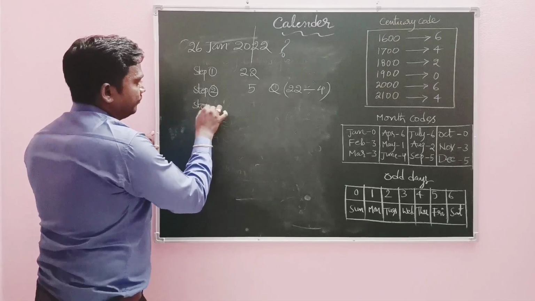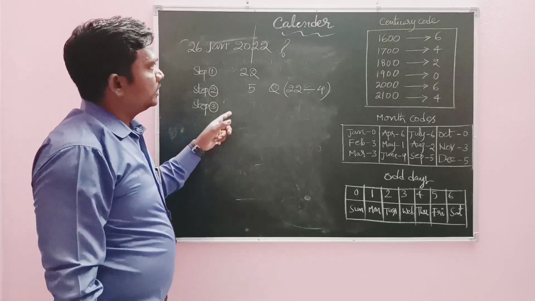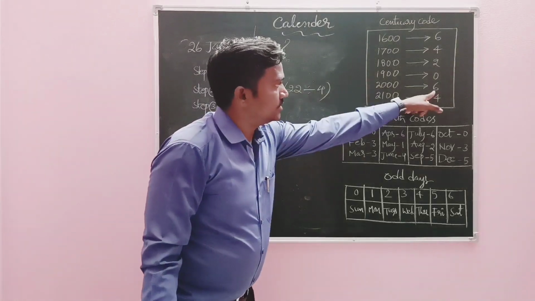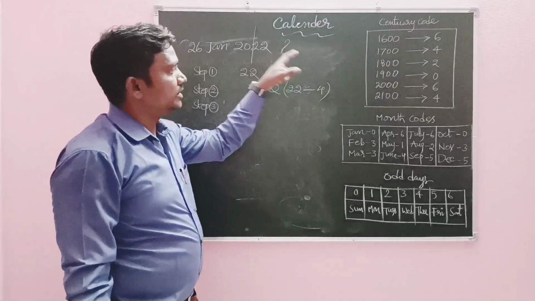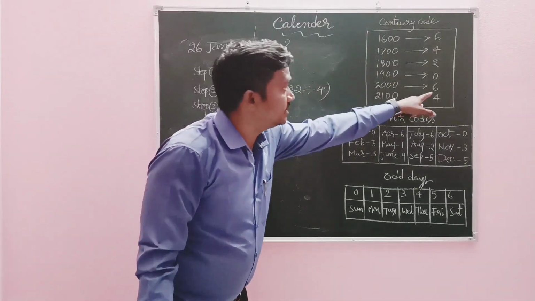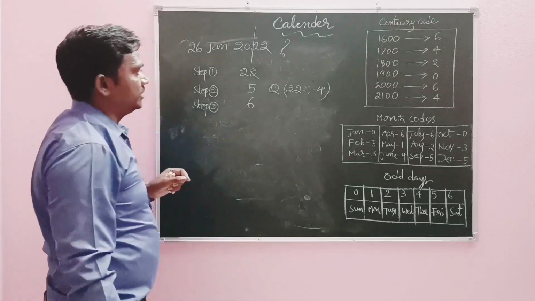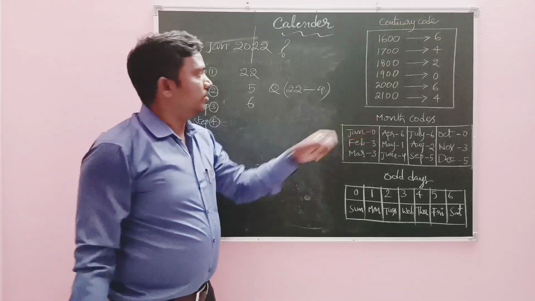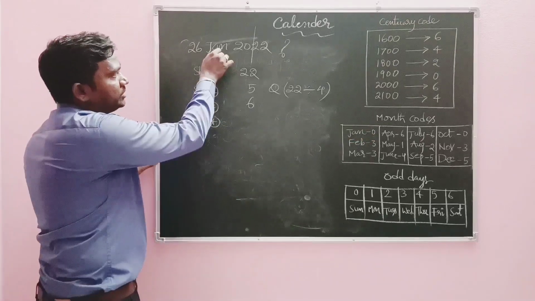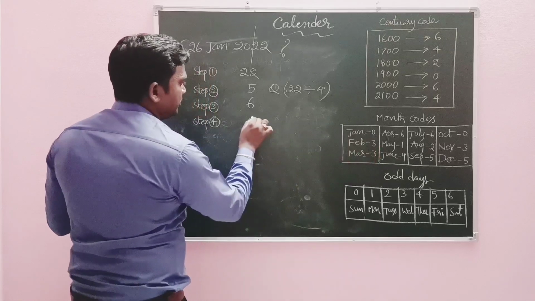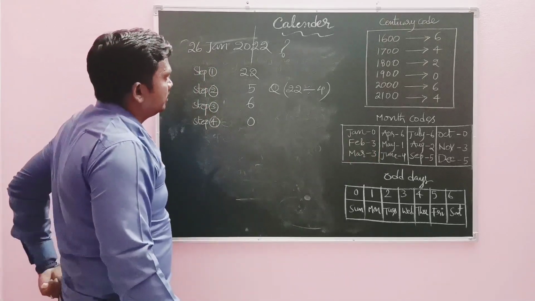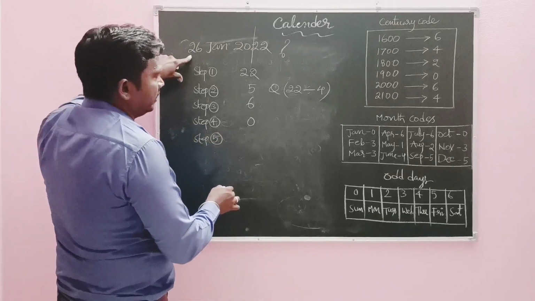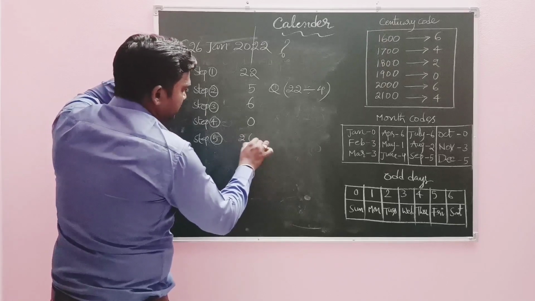Step 3, century code. What is the century code? Here it is 6. 2022 belongs to the 20th century, so the code is 6. So we have to write 6 here. Step 4, month code. Month January. January code is nothing but 0. Now the last step, date of the given year, 26.